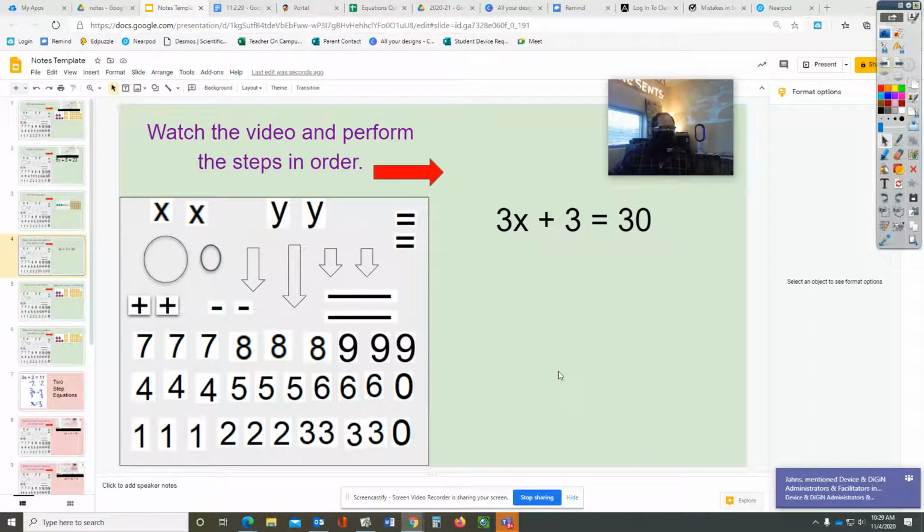Here we go. Let's go ahead and solve this. So in the last video, we created this equation, 3x plus 3 equals 30. Now let's go ahead and solve it and see how to actually work this one out.